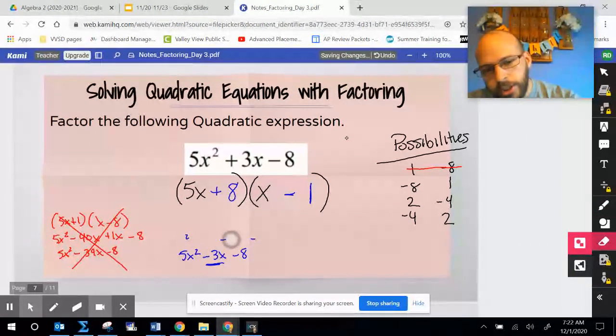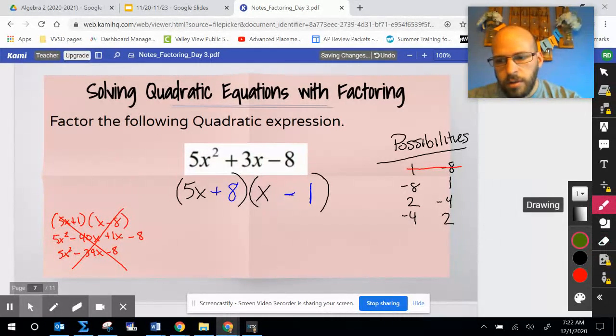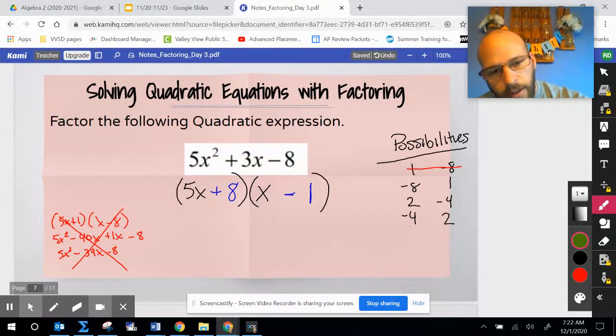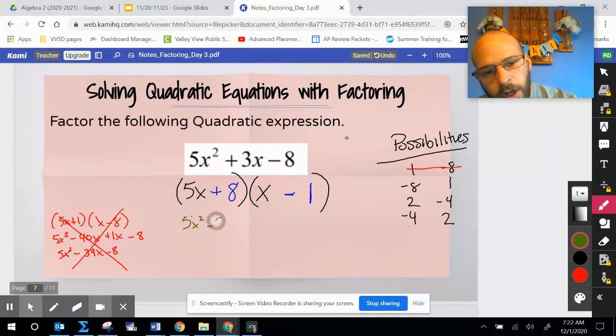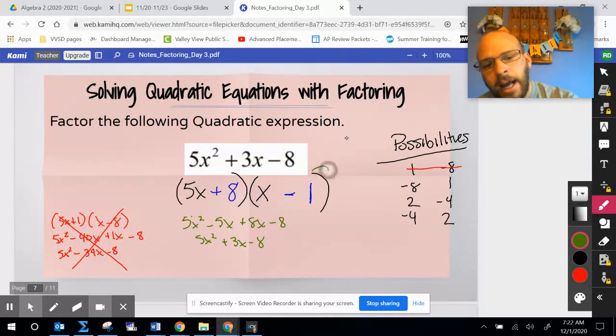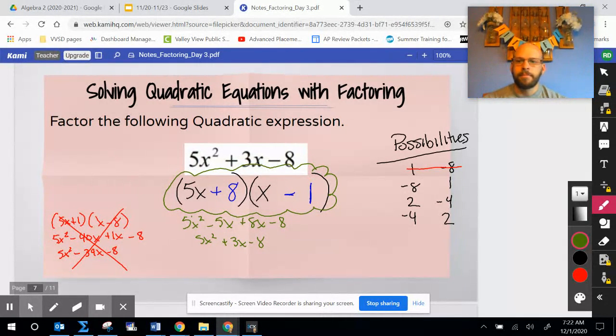All right, so I'm going to erase just to give myself some room. And if I check it, 5x times x is a 5x squared. And then 5x times a -1 is a -5x. 8 times x is an 8x. And 8 times a -1 is a -8. If you combine your like terms, I get a 3x minus 8. I know that is the correct factored form.